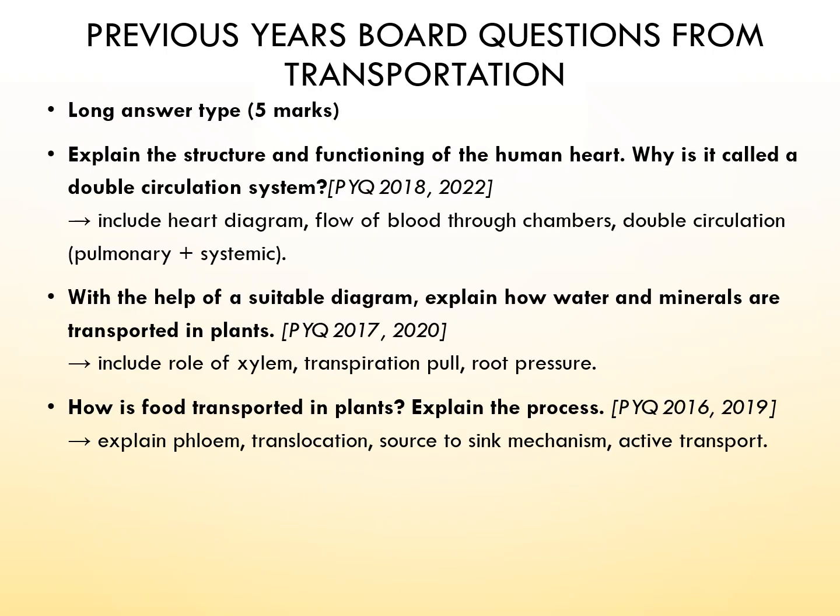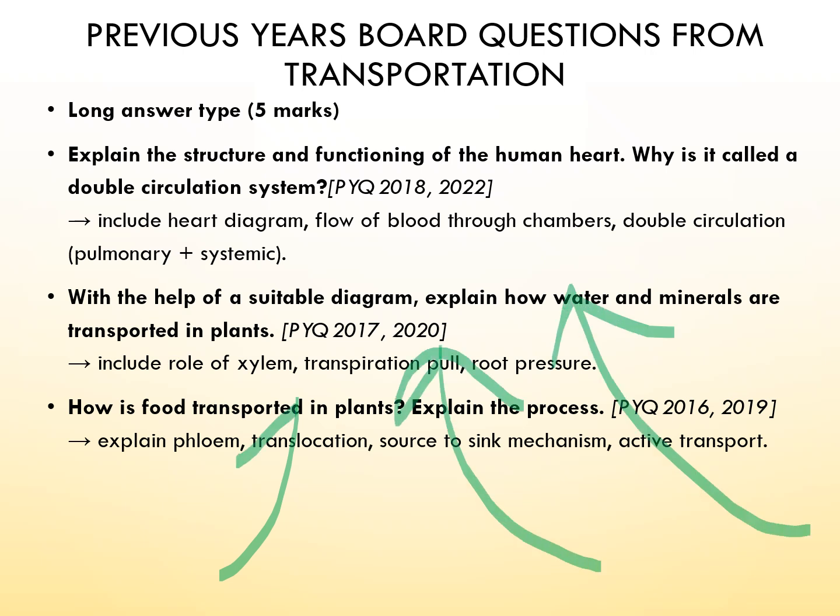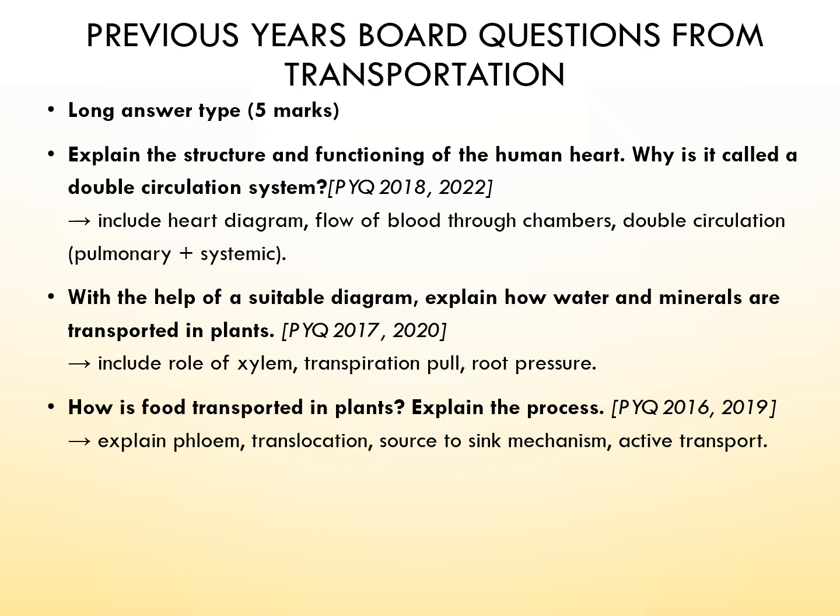Moving ahead to the long questions, we have: explain the structure and functioning of the heart. You can see double circulation again asked in 2018, 2022 and previous years also. Explain with the help of a suitable diagram how water and minerals are transported. So you have to show the movement upwards from the roots to the xylem with the help of transpirational pull, root pressure and capillary action. How is the food transported in the plants? With the help of phloem.